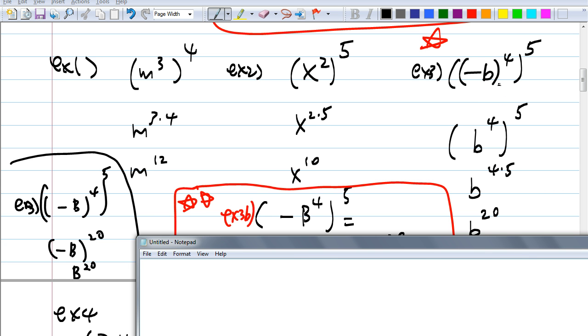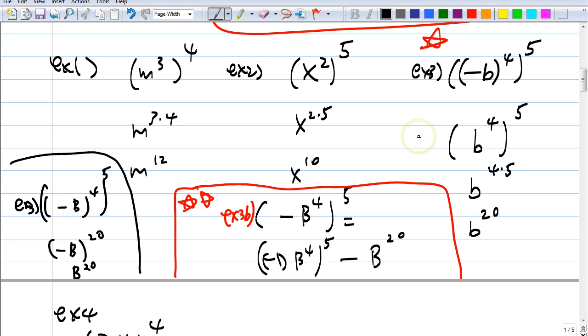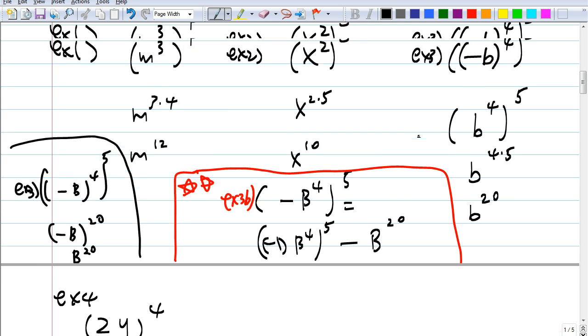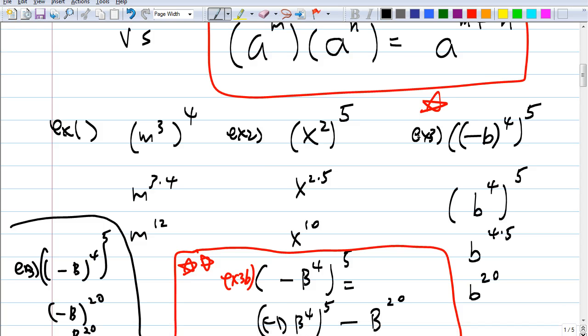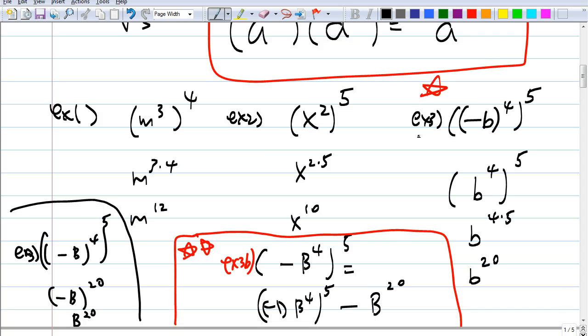Say it again, I didn't hear you. Negative b to the 20th. Is there any parentheses around anywhere? Around negative b? So you put negative b in parentheses to the 20th? Oh, b. Okay, you're right. So this just becomes, what is the class? Isn't it just negative b to the 20th without any parentheses? Right? Why is this different than example 3? Victor? Because the negative isn't being multiplied by the power.